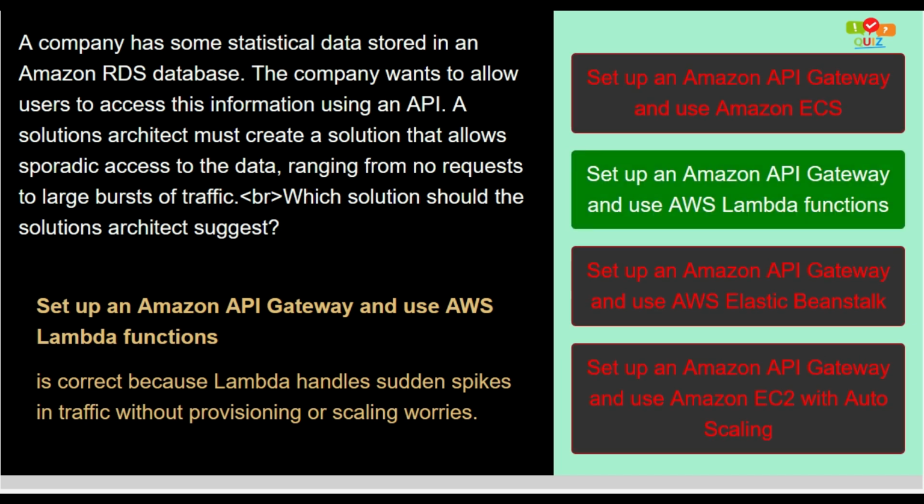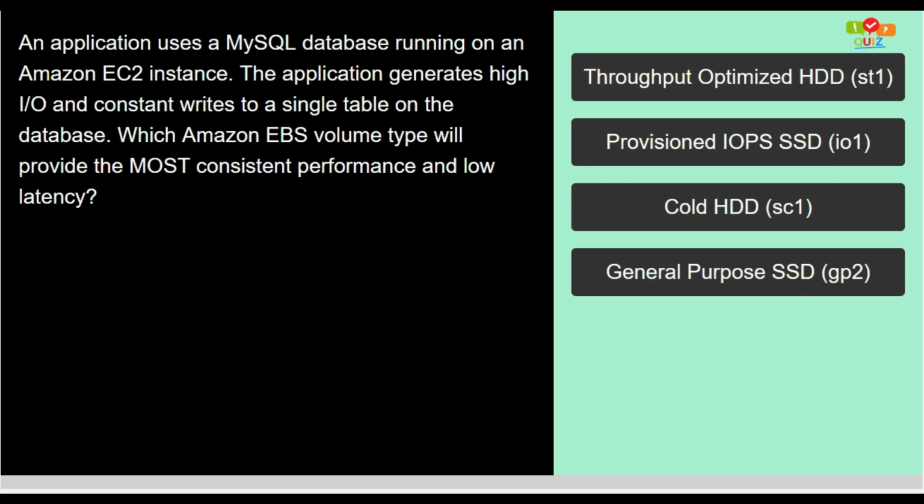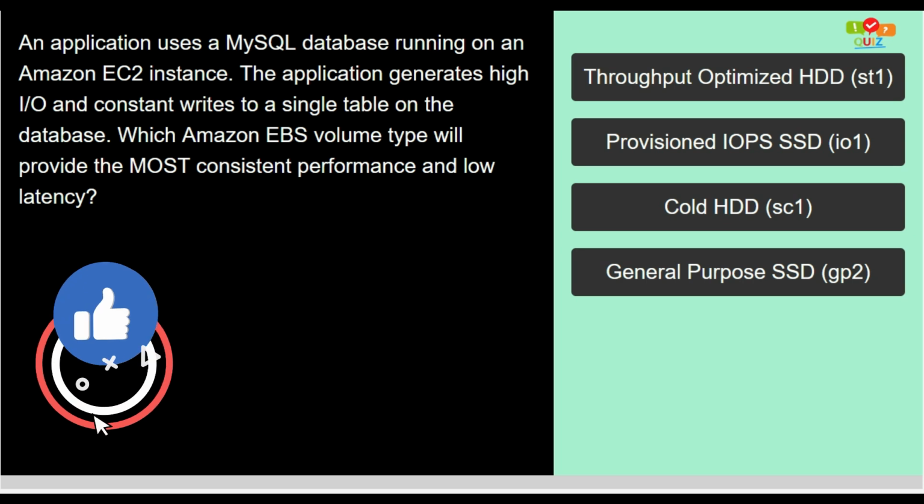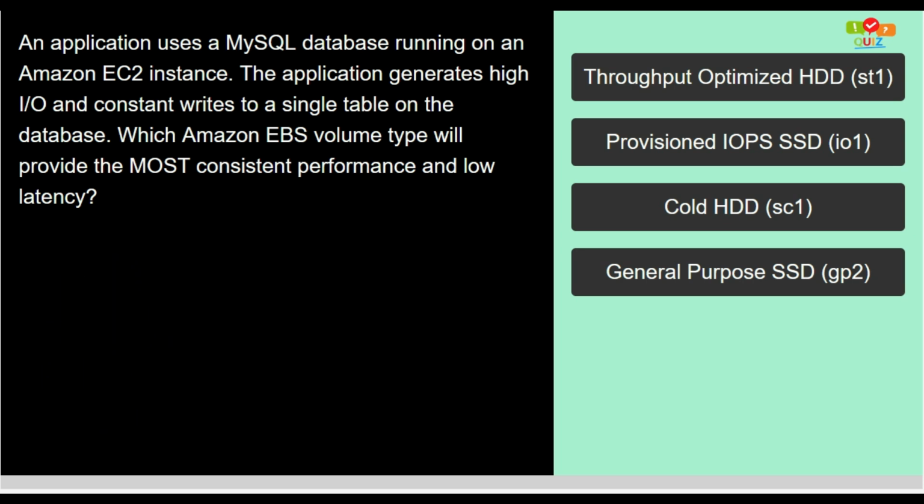Next question. An application uses a MySQL database running on an Amazon EC2 instance. The application generates high I/O and constant writes to a single table on the database. Which Amazon EBS volume type will provide the most consistent performance and low latency? 4 options. This is option 1, option 2, option 3, option 4. Timer starts now.